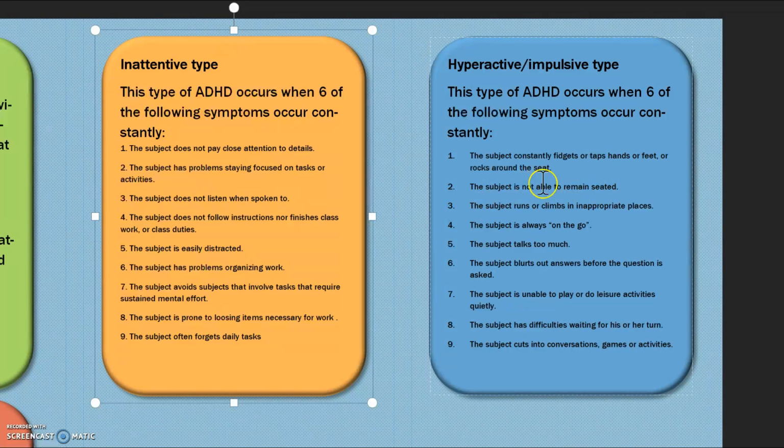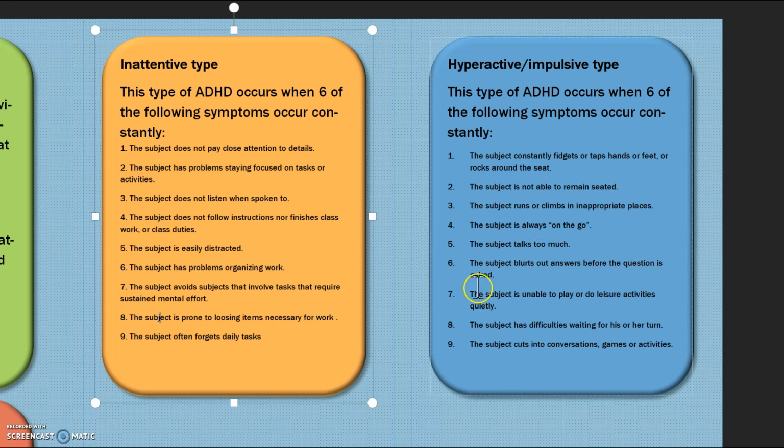This is when the child is not able to remain seated and is always rocking around. The subject runs or climbs in inappropriate places. The child is always on the go. It won't stop. The child talks too much. The child blurts out answers before the question is asked by the teacher. The subject is unable to play or do leisure activities quietly. The child has difficulties waiting for his or her turn. And the child cuts into conversations, games, or activities.